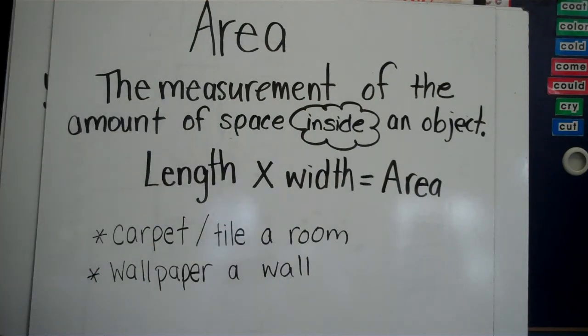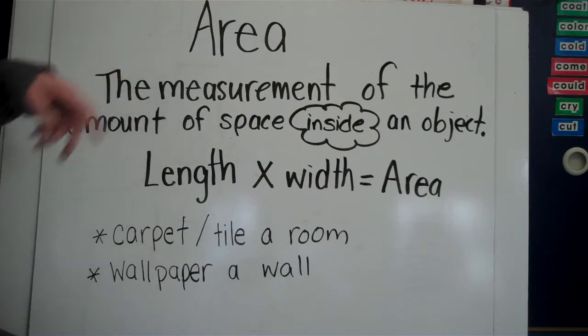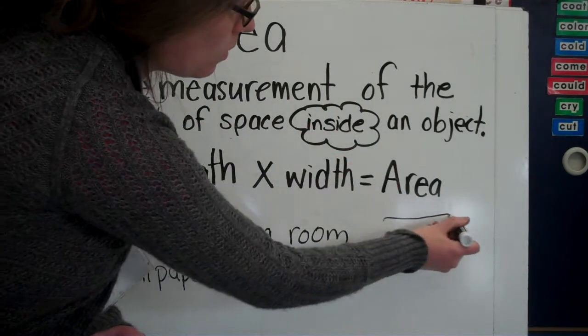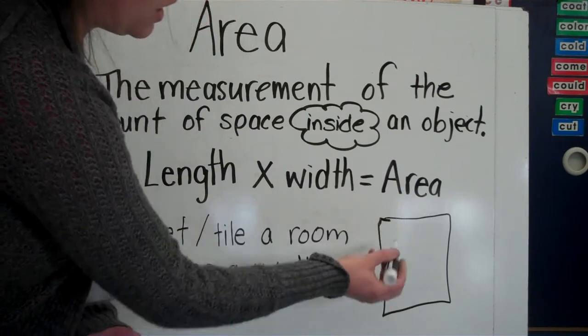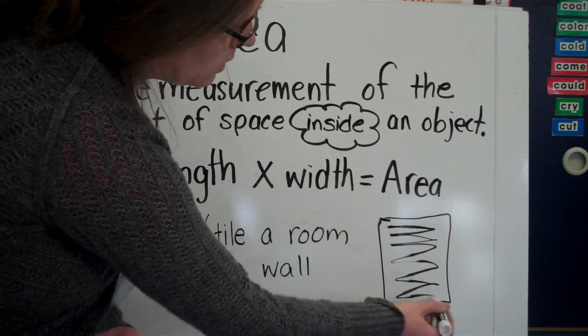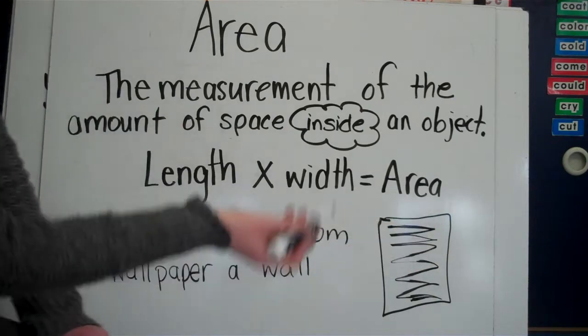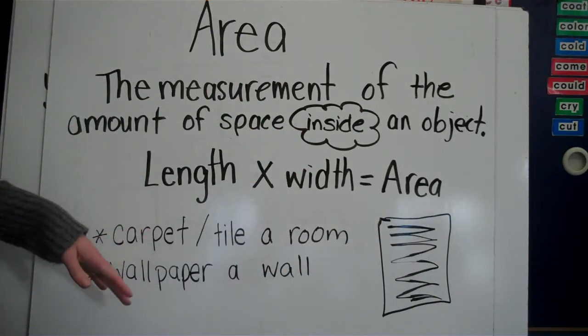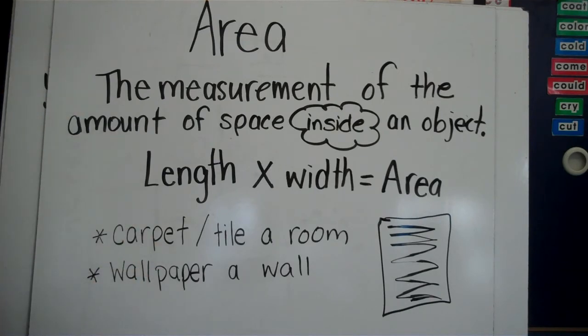All right, yesterday we talked about approximating area. Today we're actually going to be talking about how to find the exact area. Remember that the area is the measurement of the amount of space inside an object. So I have my rectangle. I'm looking at the space inside, not on the outside, the inside. And we talked about yesterday how you might need it for carpet in your room or to wallpaper your room.